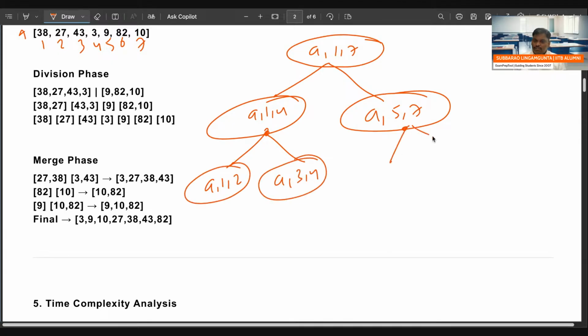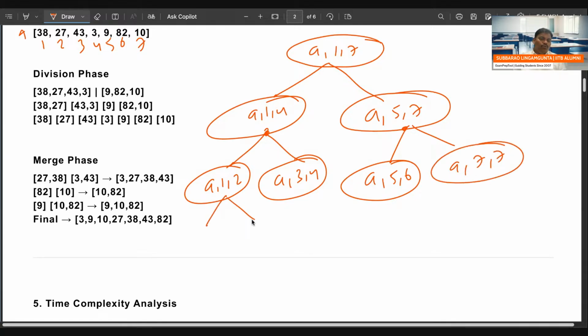Same thing here also. Array A from 5 to 7: 5 plus 7, 12 by 2, so 6. Array A from 5 to 6, and array A from 7 to 7. One element means you can stop. Here, two elements you divide further: A[1..1], A[2..2], A[3..3].